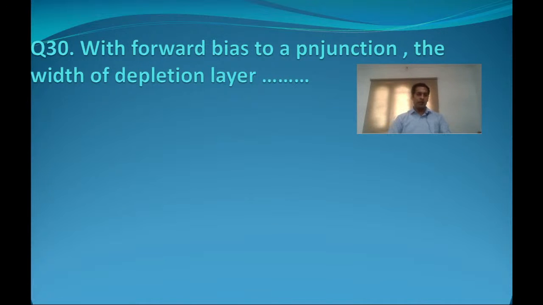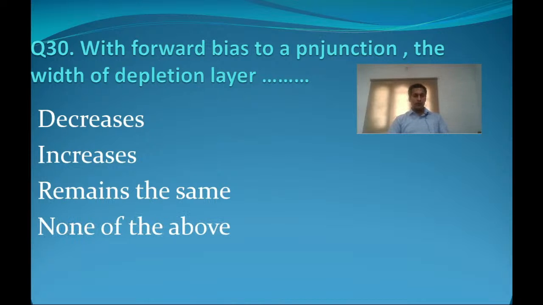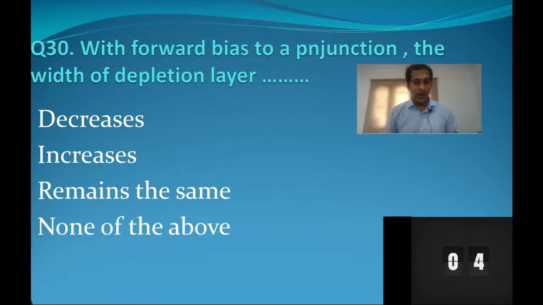Okay, the next question is, with forward bias to a PN junction, the width of the depletion layer decreases, increases, remains the same, or none of the above. When it is forward bias, it is on. Just before, we discussed what happens with the depletion region. If there is a depletion region, we don't get the on condition, we have to break it ultimately. So whether it will be increased or decreased, your time starts now. I think 5 seconds are enough for this question.